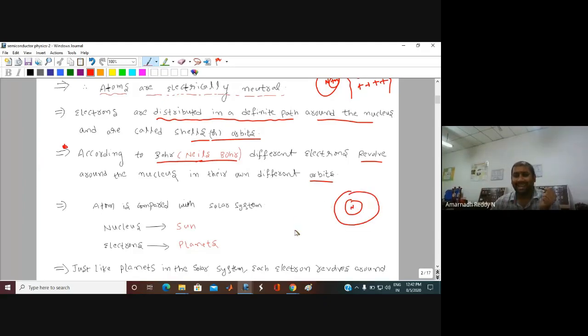Suppose you take carbon, whose atomic number is 6. Its configuration is 1s2, 2s2, 2p2. Consider the first shell, and this outer one is called the valence shell. Here 2 electrons are there, and here 4 electrons. According to the Bohr model, these 2 electrons revolve in these orbits, and without giving any energy, they do not come to this orbit. Suppose these 4 electrons are revolving in this orbit.